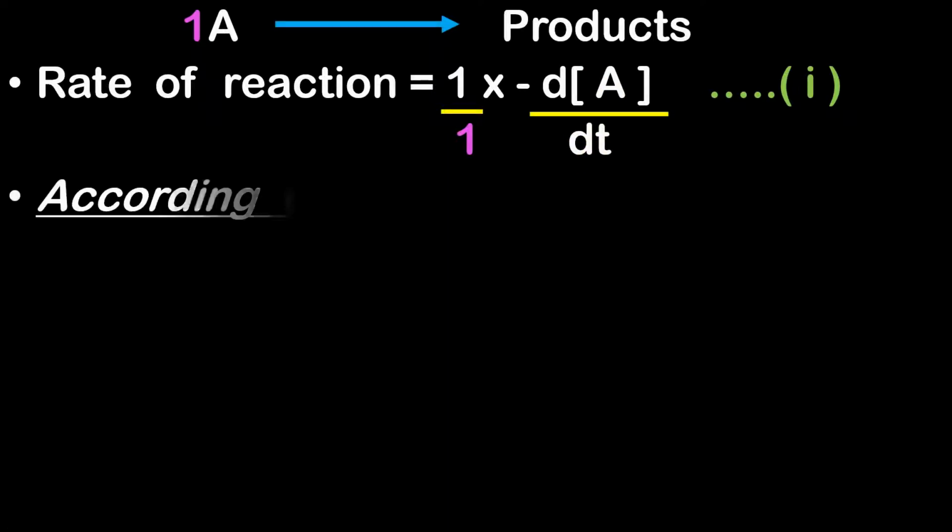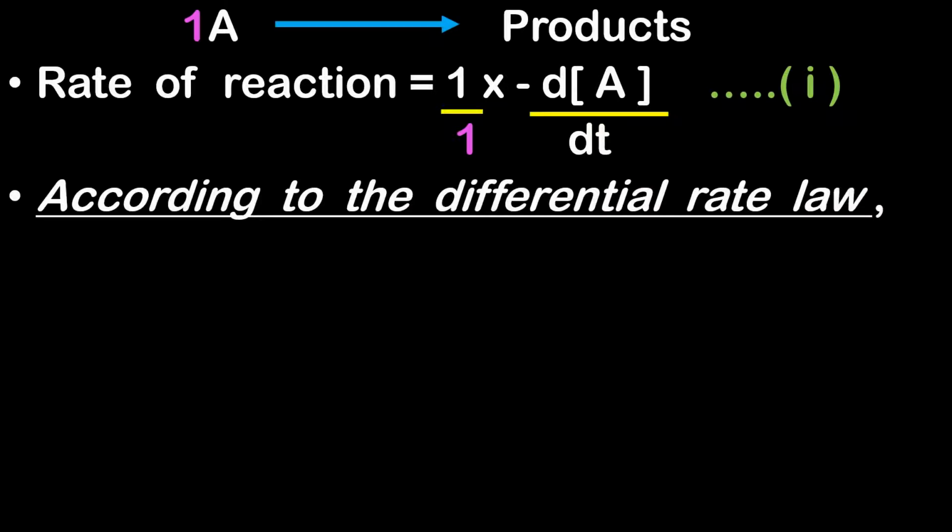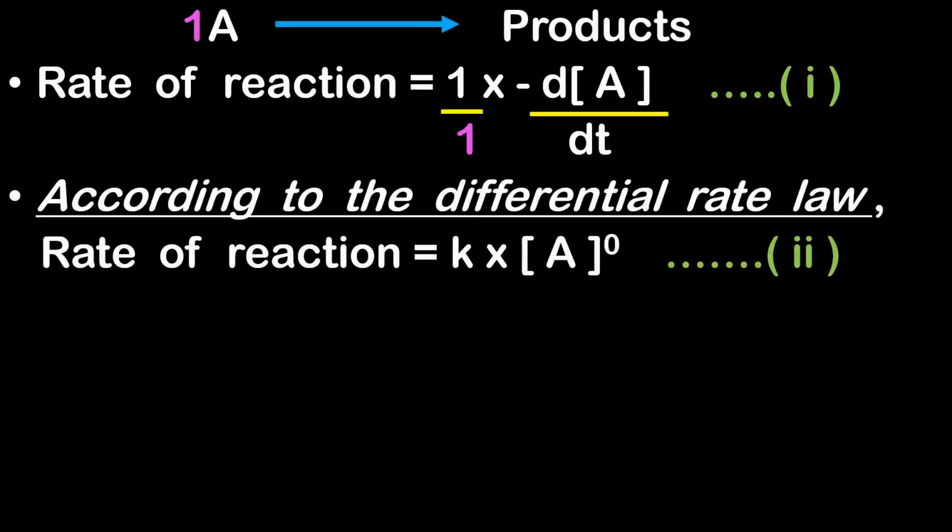And according to the differential rate law, we get another formula for rate of the reaction, that is nothing but K into molar concentration of A raised to 0. Now here this K is nothing but the rate constant, and we have considered molar concentration of A because A is our reactant, and it is raised to the power 0 because we are considering zero order reactions.